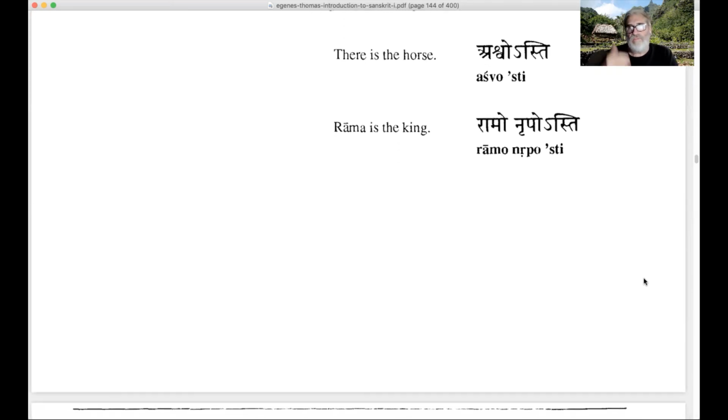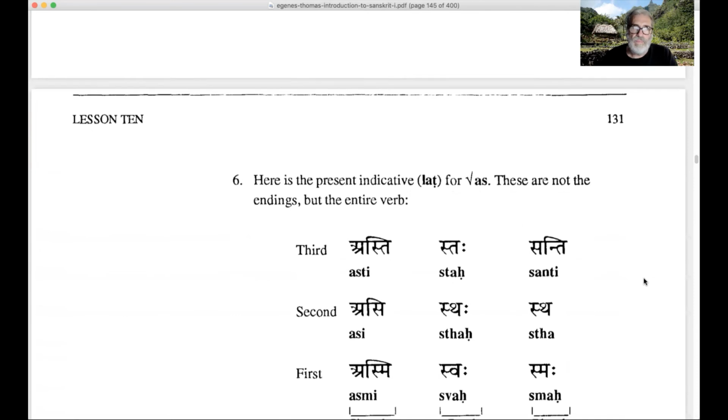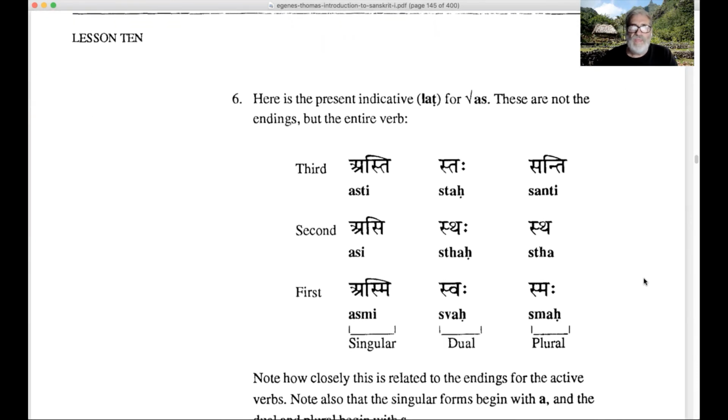That's another way of saying this in English. It's translated as Rama is the king. We can say there is a king, Rama. That's also another way to say it. Okay, so here is the present indicative lat.